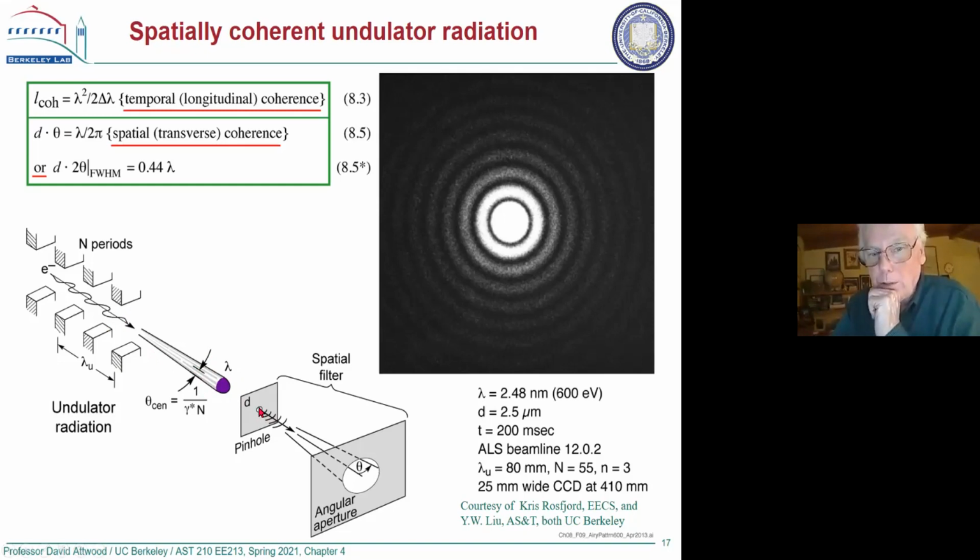So we'll put a pinhole in front of it, just like we did with the light bulb before, and we'll have some angular aperture, which could be set by our sample or our detector, and D is the distance back to the source, or back to the pinhole. And this product of D and theta has to satisfy that relationship if we want to get spherical wavefronts. So this is an image obtained at 600 eV, 2.48 nanometers, obtained with a 2.5 micron pinhole, which came from that formula, D times 2 theta equals lambda over 2, the full width at half max. That indicated a 2.5 micron pinhole.